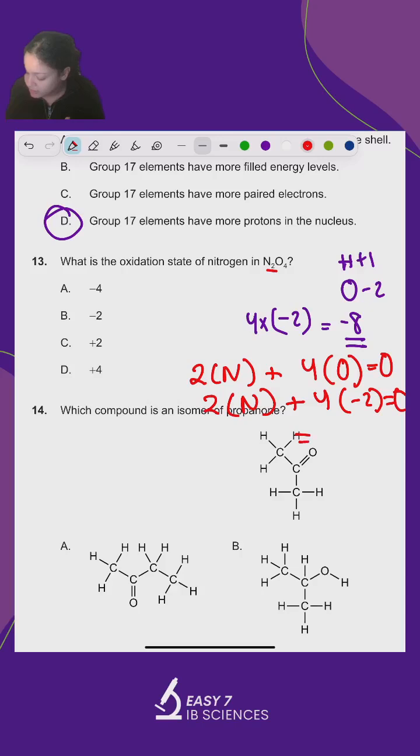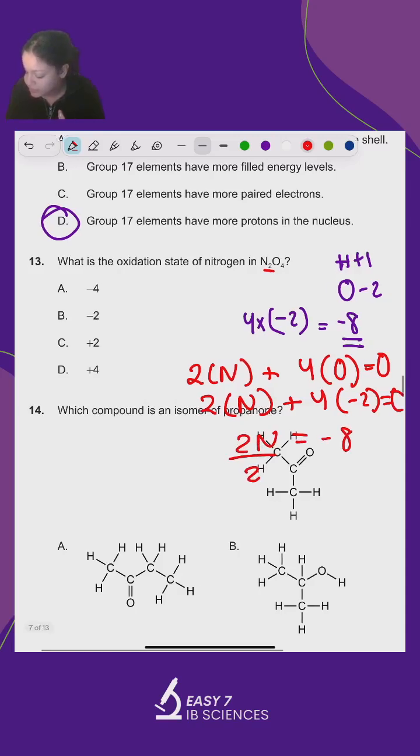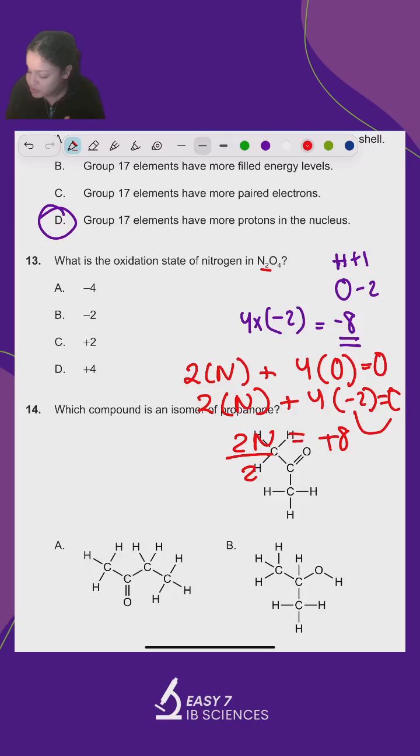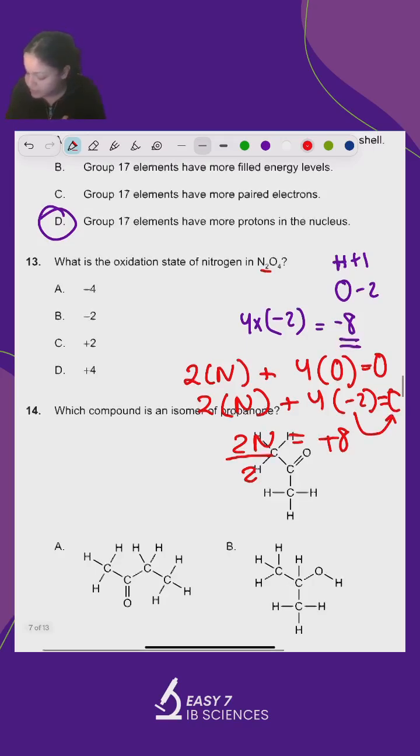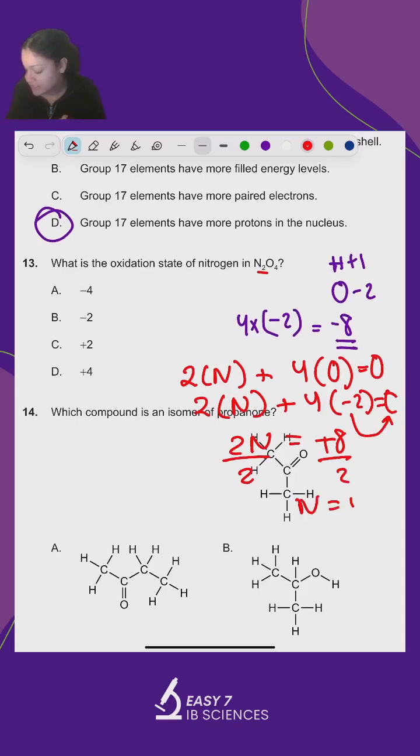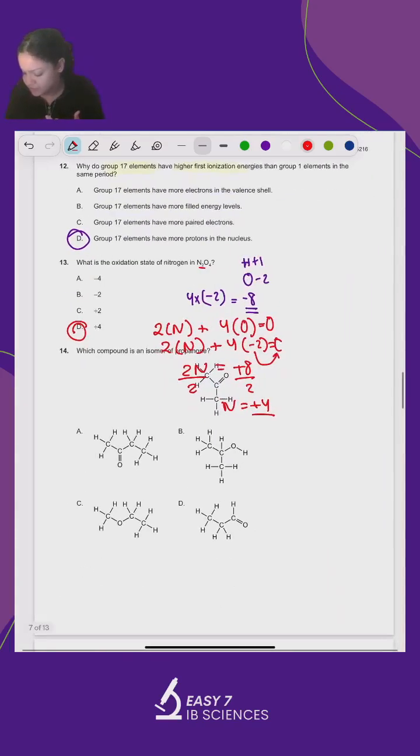So that should equal -8, 2n. Divide both sides by 2. Sorry, it should equal +8, because when you switch over to the other side of the equation, obviously you change the sign. So divide both sides by 2, and you're left with n is equal to +4. So the answer is indeed D. Okay, so that's the correct answer. So good job, guys. You're doing amazing.